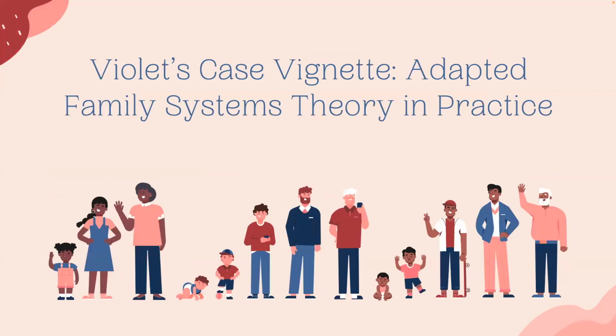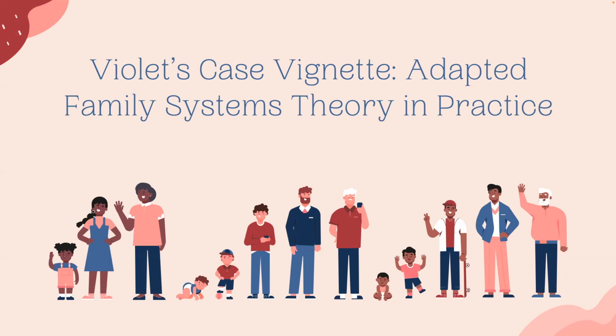So to see this adapted theory in action, we're going to talk through a case vignette. Violet's case vignette can be used as an example for how adapted family systems theory can have an impact on the success of reunification. Just so that you all are aware, this vignette is a compilation of clinical experiences. It does not represent any specific individual or family, and any and all possible identifying information has been changed or omitted to ensure confidentiality.